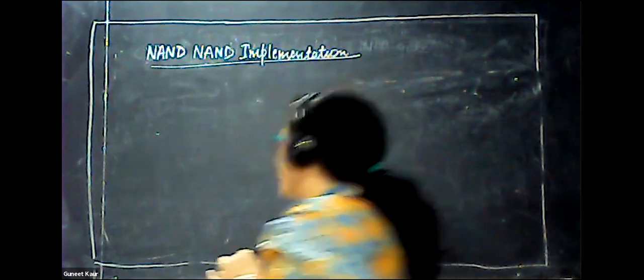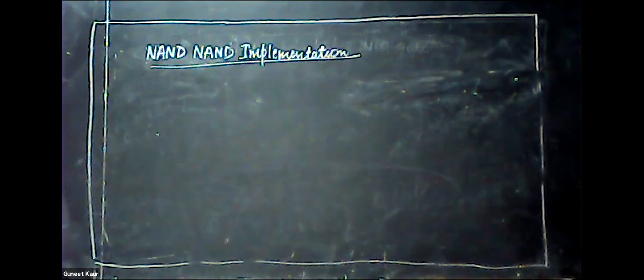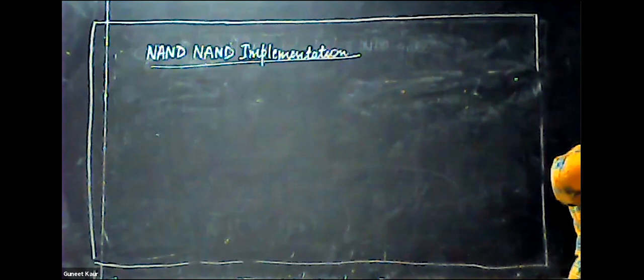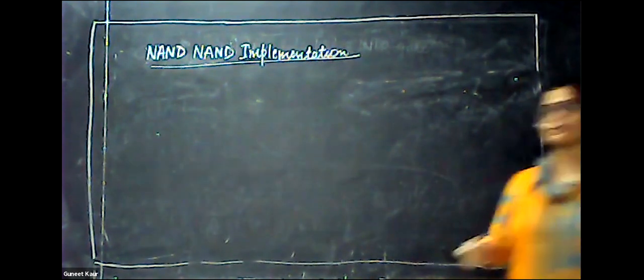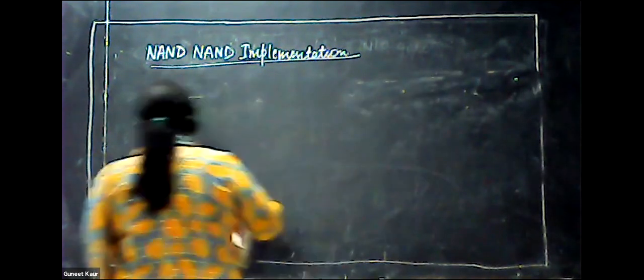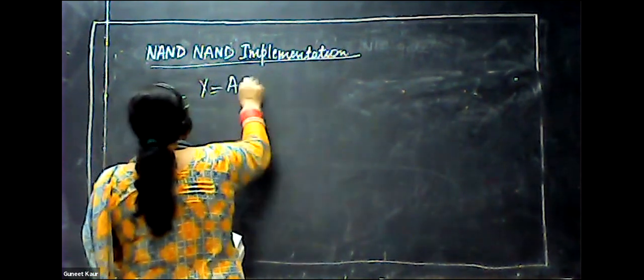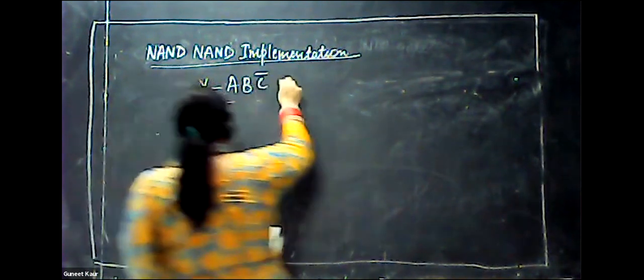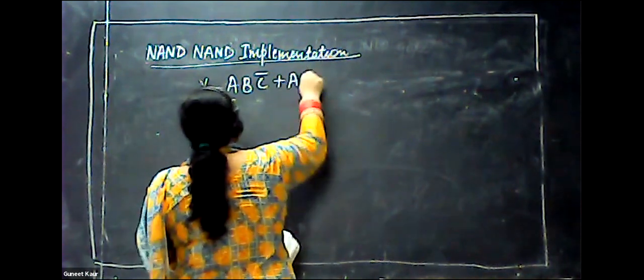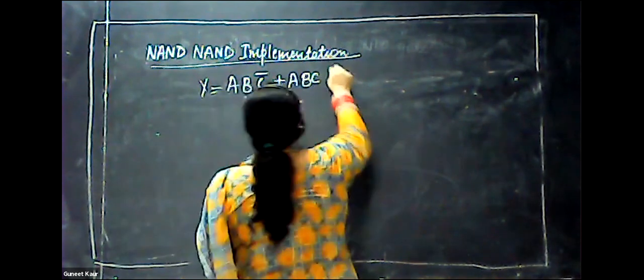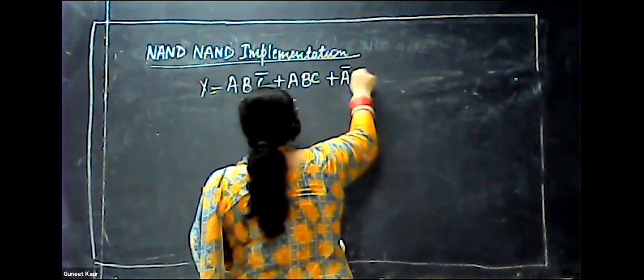Okay, now come on to the next topic, that is NAND implementation. In this case, we will have one expression, and we have to implement that function using the NAND gates only. Let us suppose I have an expression that is A B C bar plus A B C plus A bar B C.